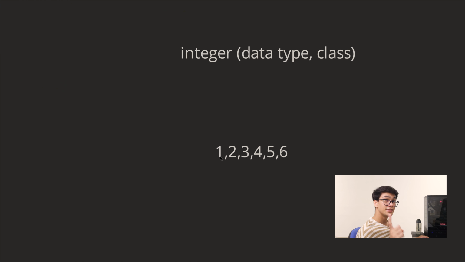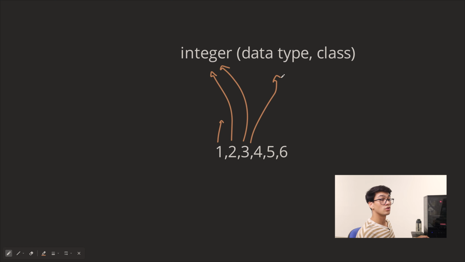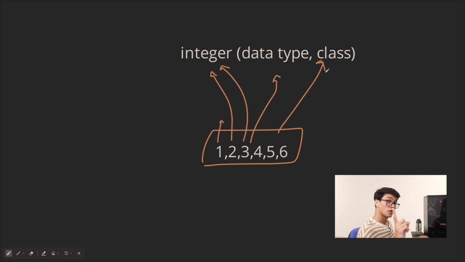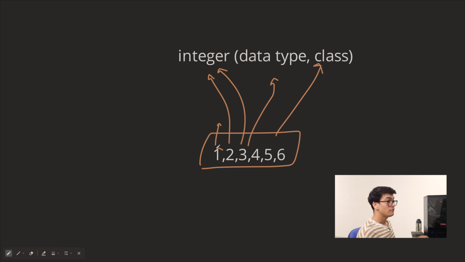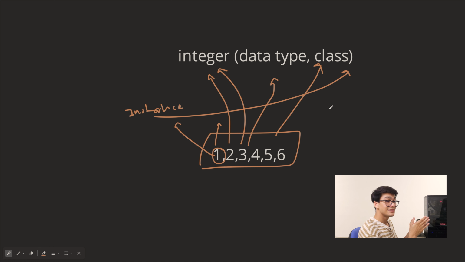You see 1 is an integer, second is also an integer, third is also an integer, and 3 is also an integer. All these are integers and belong to the integer class, right? This belongs to this class, and we call each one an instance of this class. These are different instances of the same class, same type of data but different numbers.